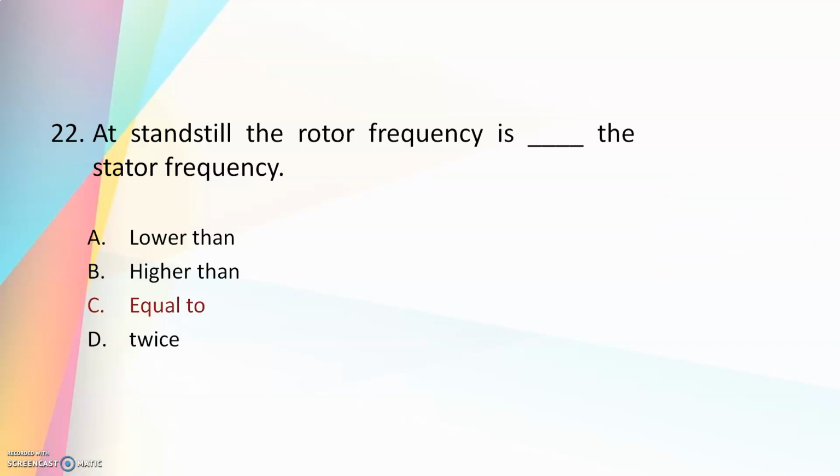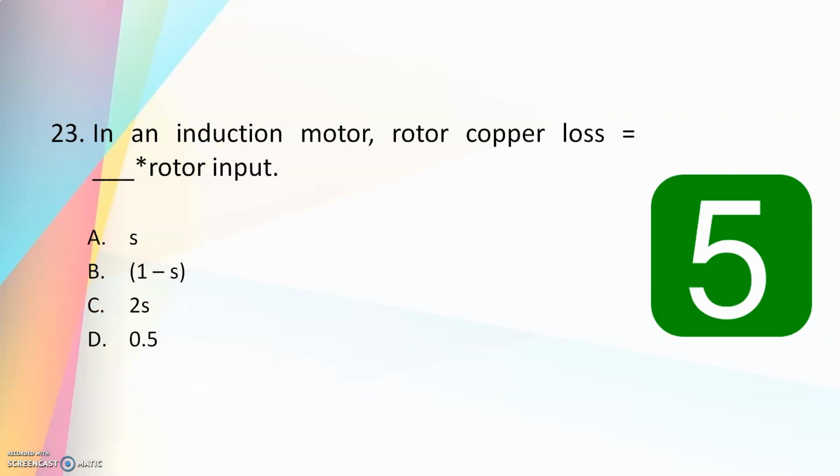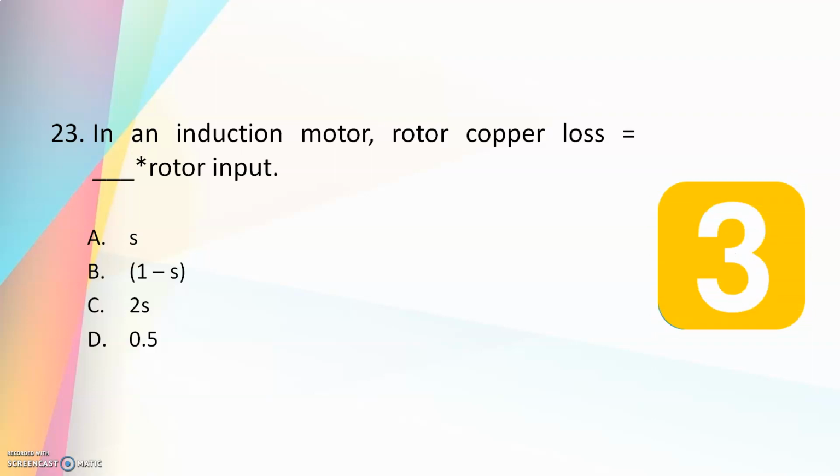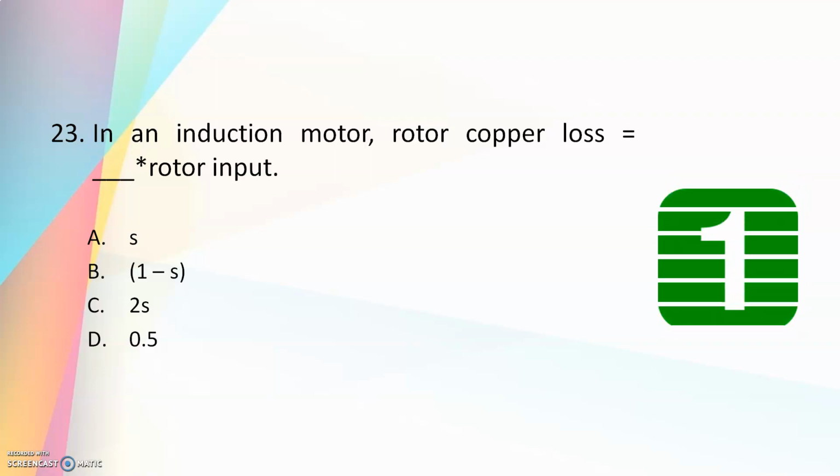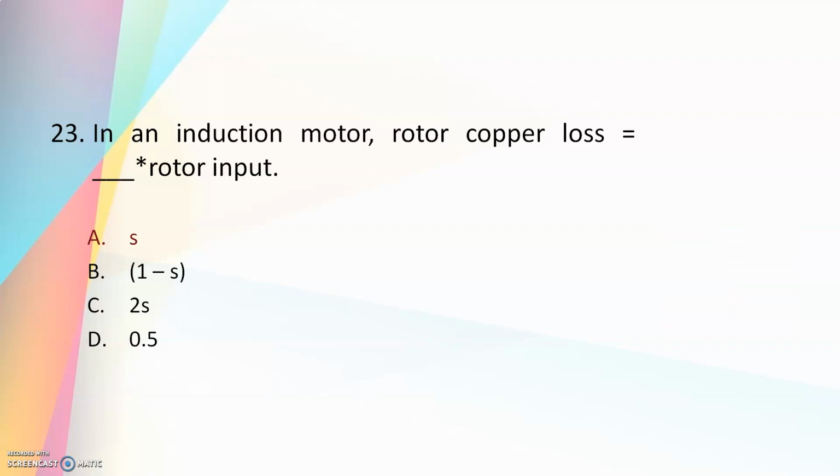And the answer is equal to, because we know that the rotor frequency is slip times the stator frequency. At standstill, the slip will be equal to 1. So the rotor frequency is equal to stator frequency. In an induction motor, rotor copper loss is equal to dash the rotor input: S, 1 minus S, 2S, 0.5. And here you go. And the answer is S. So the rotor copper loss is slip times the rotor input.